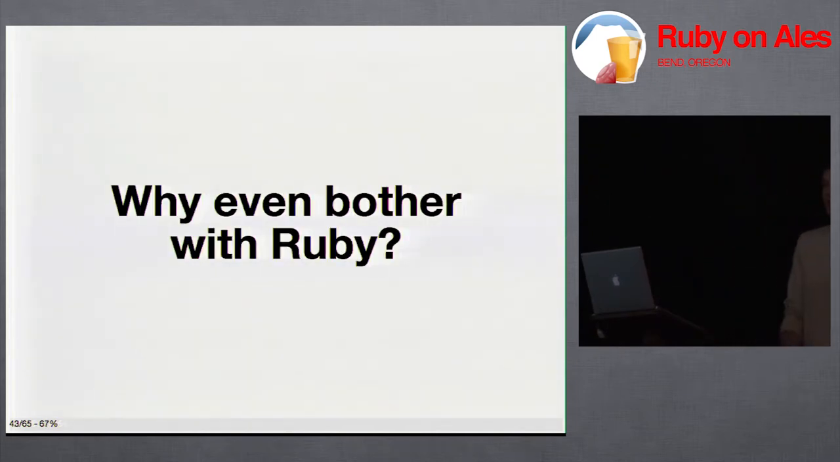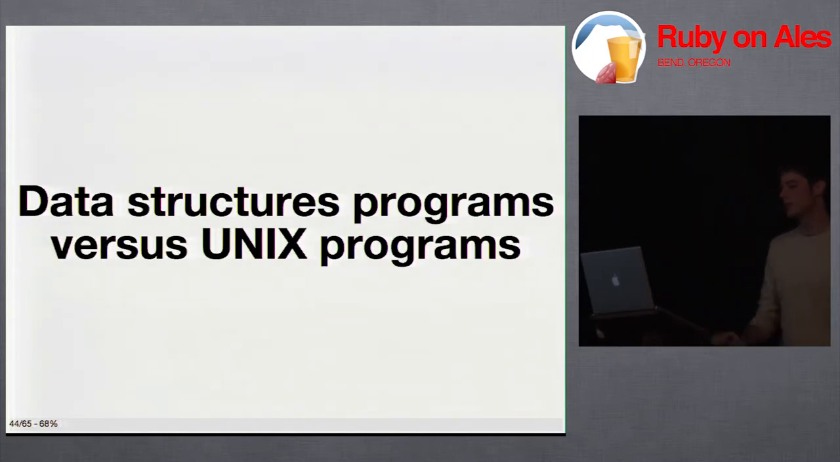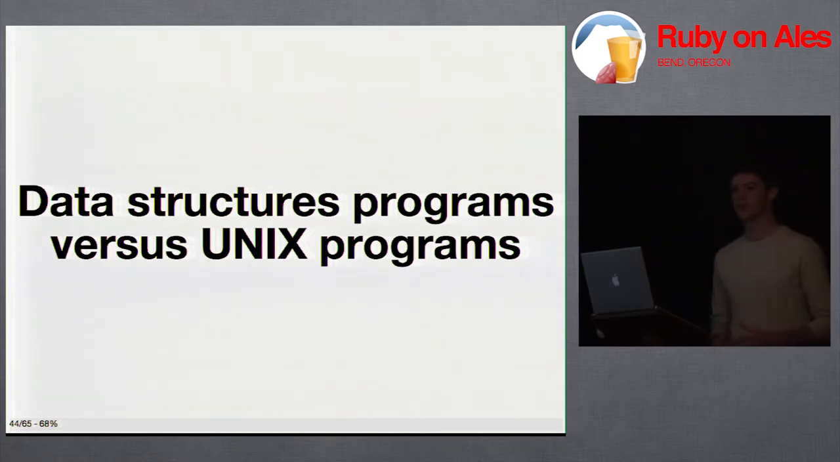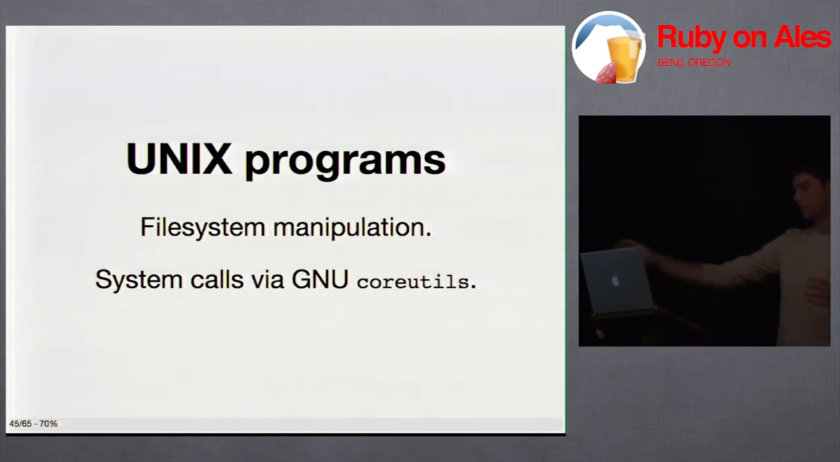So we've been talking for the past couple slides about shell programs and shell interfaces and command lines. Does this matter to us in Ruby? And I would argue it does. And at this point, this is a slight diversion, but I think we'll get back to it. In Ruby, we have, say, two high-level structures of programs, data structures programs or UNIX programs. And the spoiler is that Ruby can do both of these well.